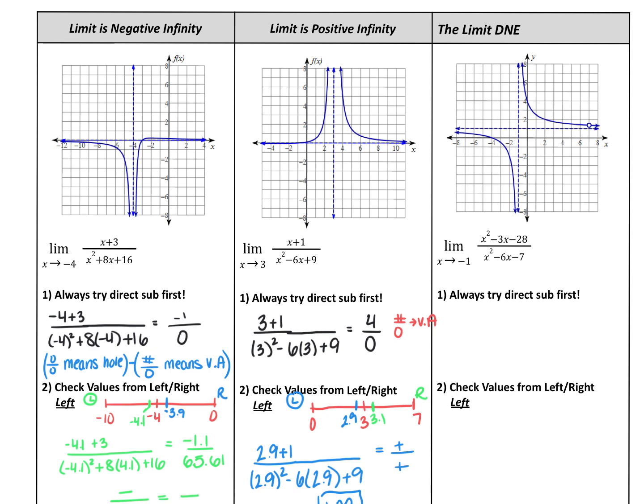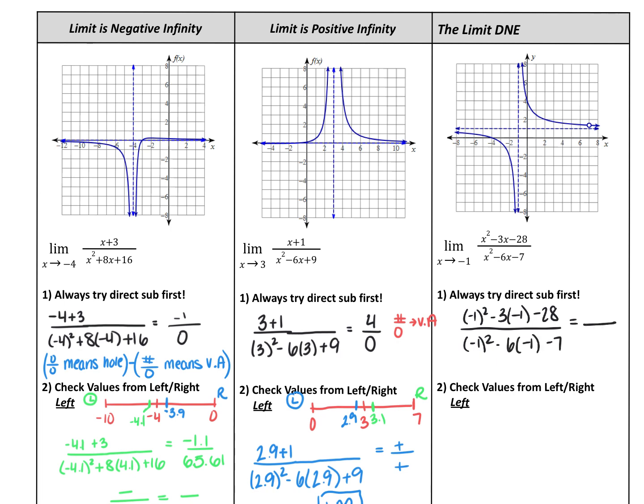The last one, the limit does not exist, which is clear from the picture. Let's prove it algebraically. Again, you're not going to always have the picture. So let's try direct substitution first. Let's go ahead and plug in -1. So -1 squared, 3 times -1 minus 28 over -1 squared minus 6 times -1 minus 7.